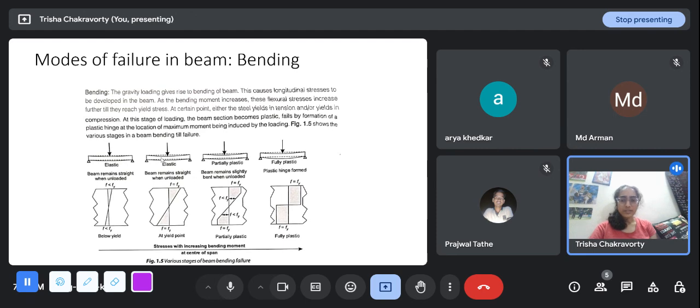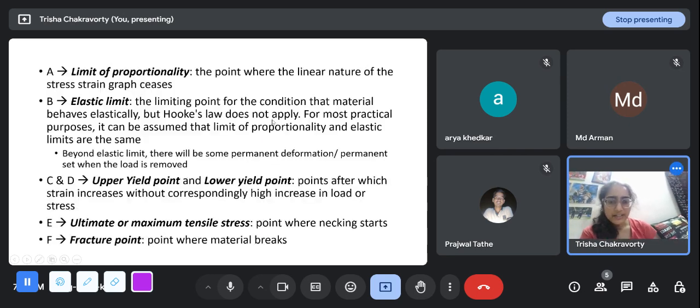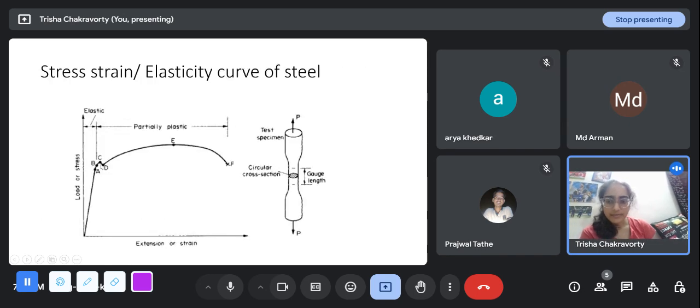At this stage of loading, the beam section becomes plastic and fails by formation of a plastic hinge at the location of maximum moment induced by loading. This part we actually don't wait for. We try to keep it under the yielding only. And plasticity: once it has yielded, this zone is called partially plastic. This zone is elastic up to yield stress, and beyond yield stress we call it partially plastic. So once the developed stress has exceeded the yield strength of the material, it becomes plastic.